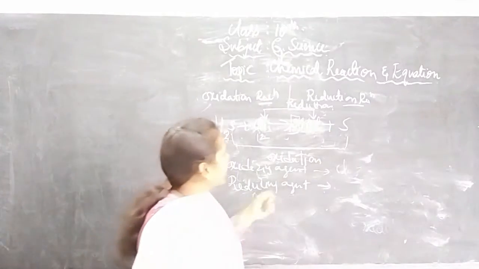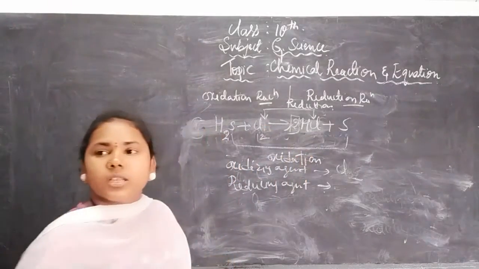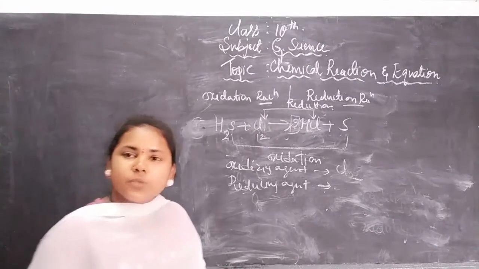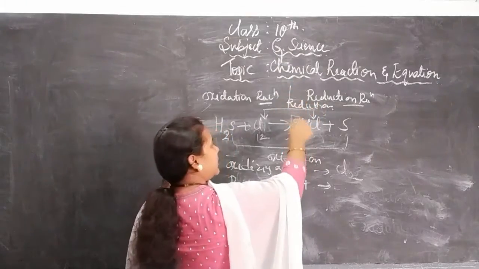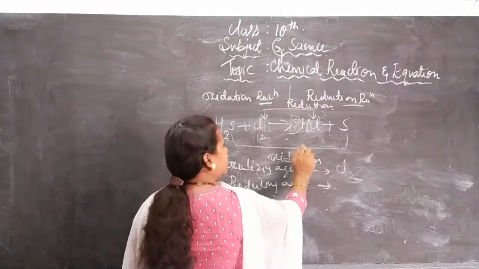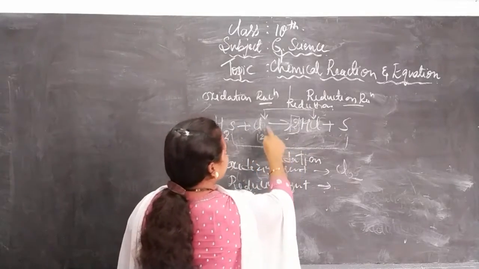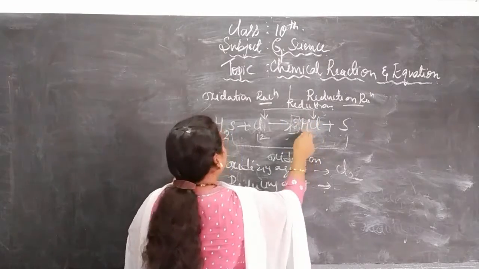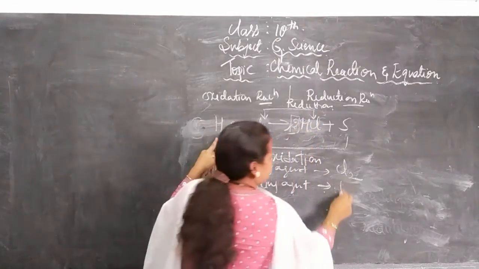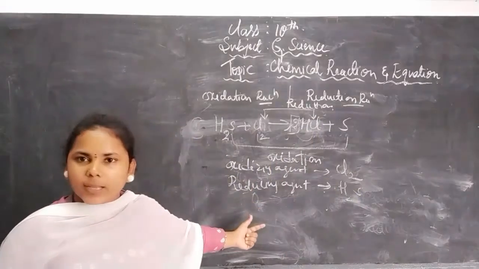Whereas for the reducing agent, the chlorine is added with hydrogen. Addition of hydrogen means what? It's a reduction. Hence it is a reduction. The element that becomes reduced is chlorine, which adds the hydrogen to form hydrogen chloride. Where is this hydrogen coming from? H2S, right? Hence hydrogen sulfide is the reducing agent.